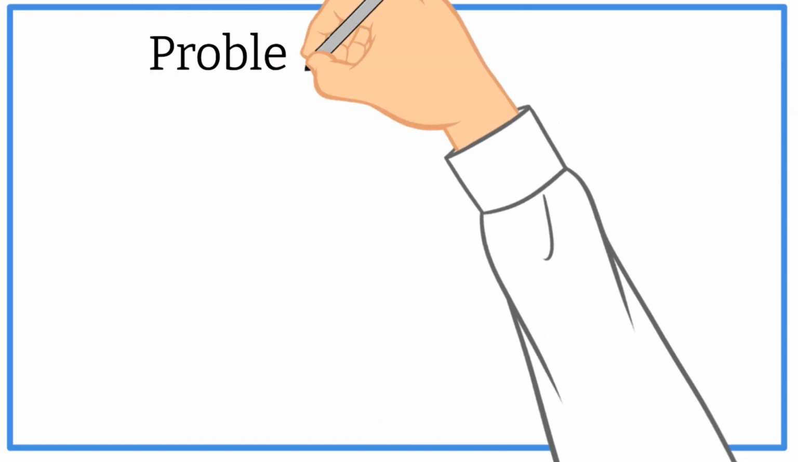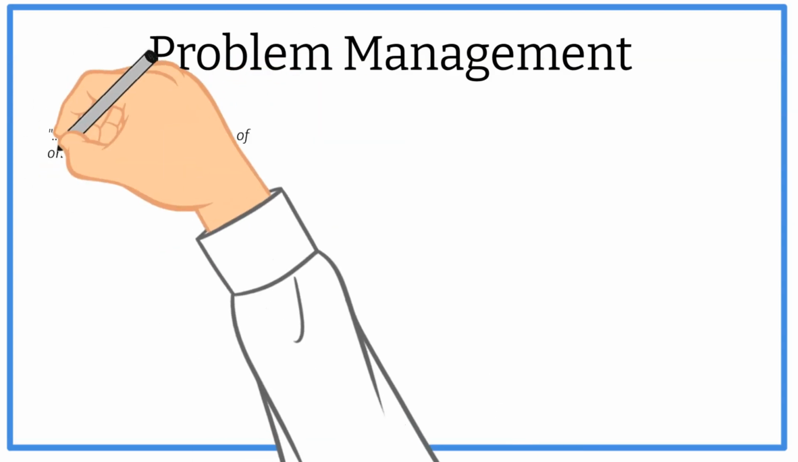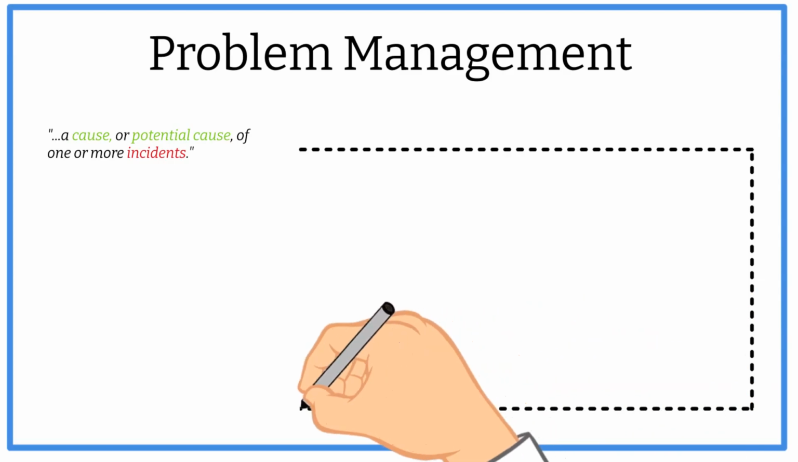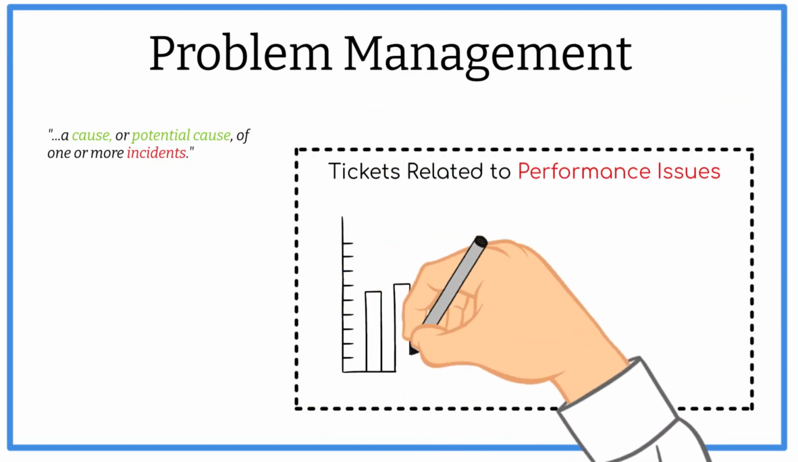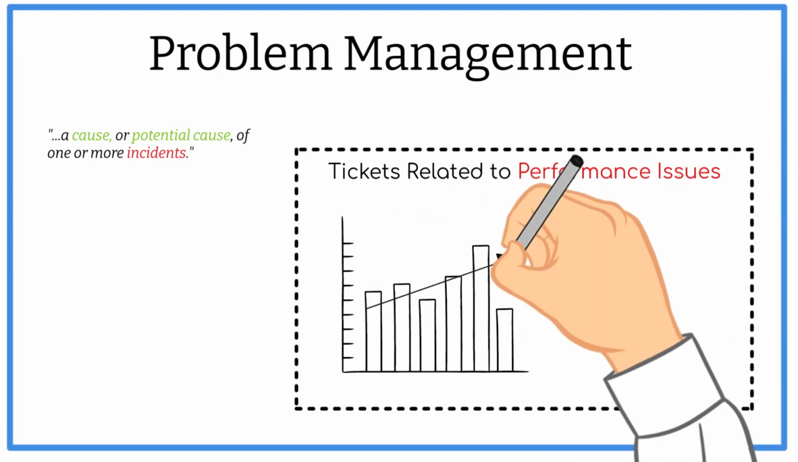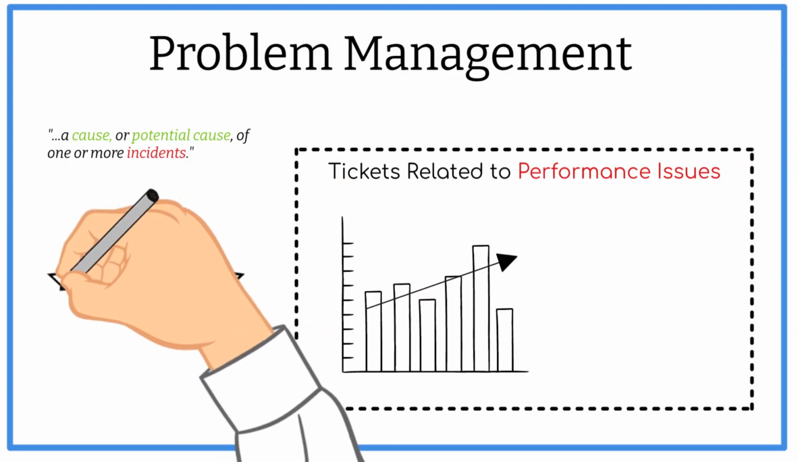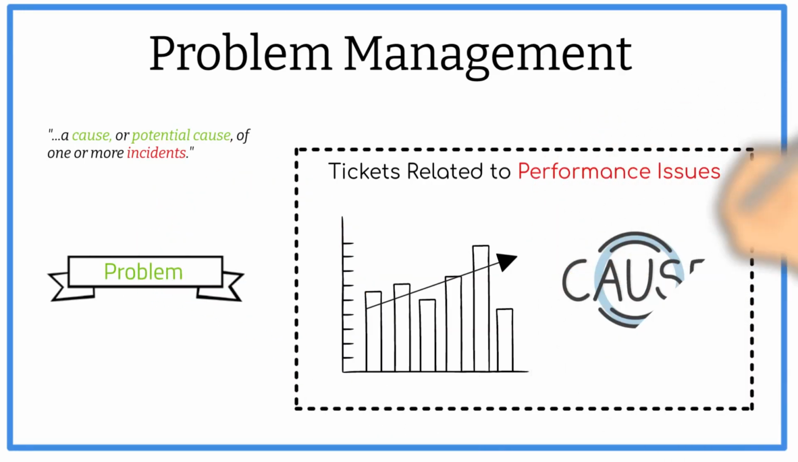Category 3 is called problem management. As ITIL defines it, a problem is a cause or potential cause of one or more incidents. These types of tickets are usually raised by IT support staff proactively and usually occur after analyzing any repeat types of incident tickets. Once a trend is identified, a problem ticket is created and work is undertaken by IT support staff to identify the cause behind the repeat issue.